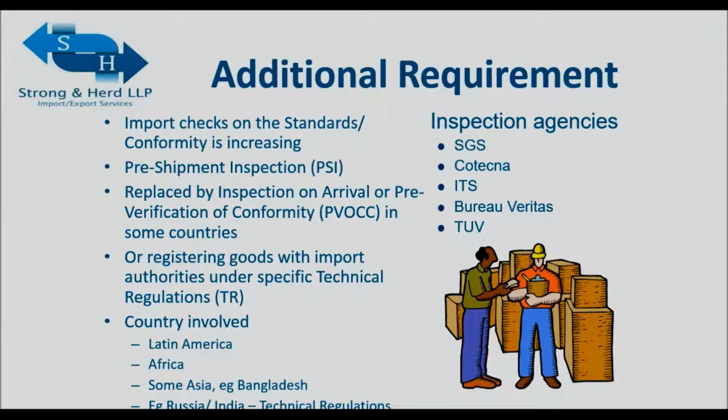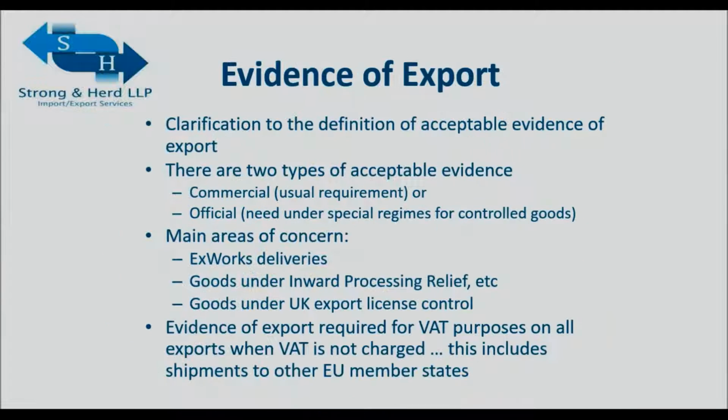So do watch whether your goods need to be pre-inspected or have verification checks on conformity. And the market access database can give you that data, as could one of the inspection agencies. And we list the 5 main ones there that operate in the UK. And you can use their website or you can ring them up for further information.